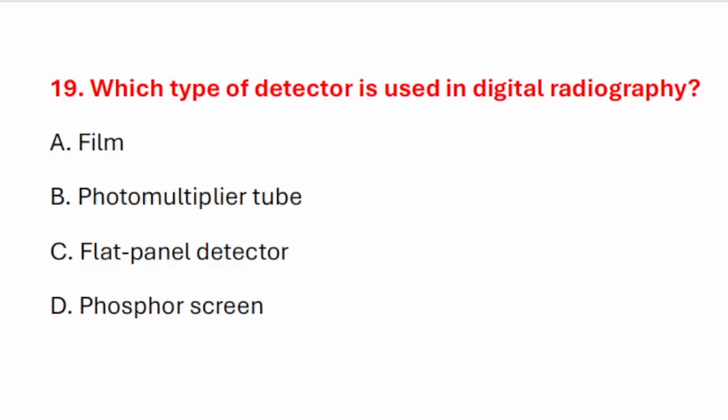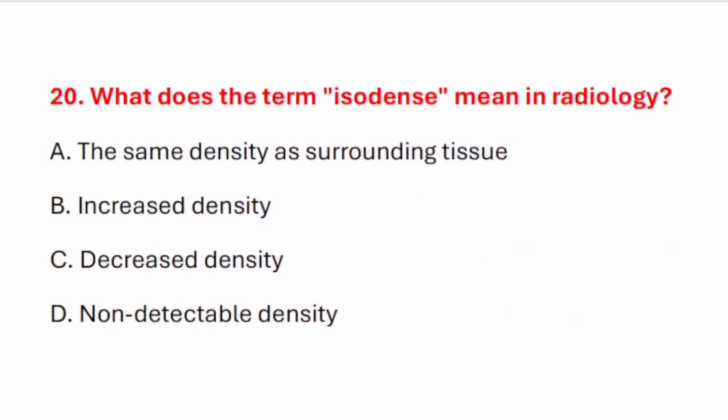Question number 19. Which type of detector is used in digital radiography? Correct answer is option C, flat panel detector. Question number 20. What does the term isodense mean in radiology? Correct answer is option A, the same density as surrounding tissue.